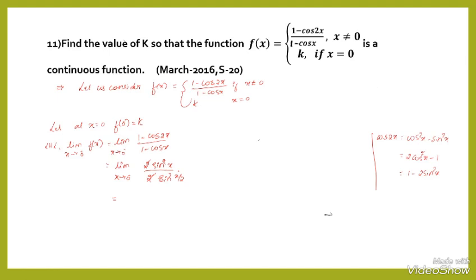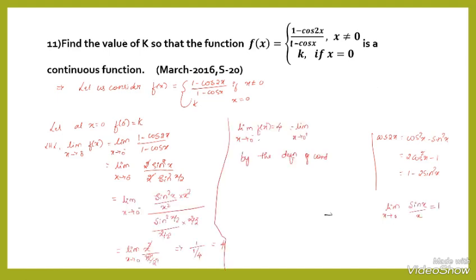Again, by the definition of continuity, we say k is equal to 4, because the value of the main function at x is equal to k, the left hand limit and the right hand limit value become 4. Therefore, the value of k becomes 4.